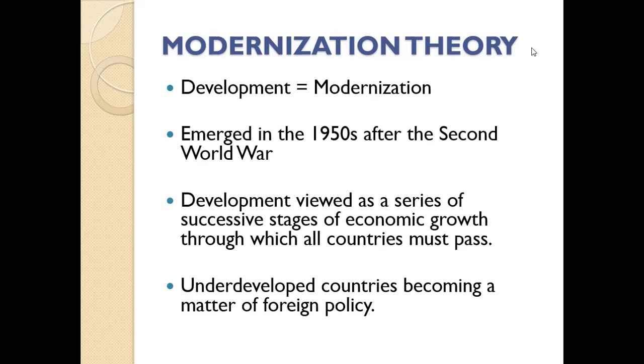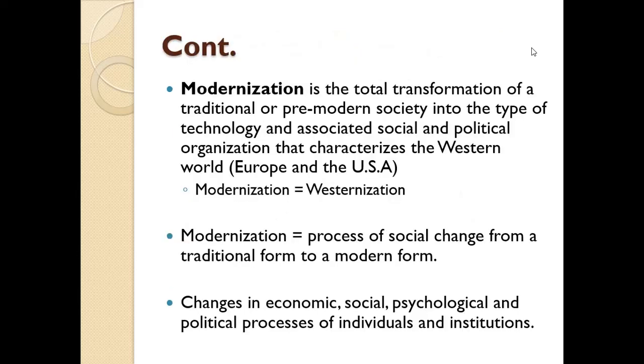That underdeveloped countries became a matter of foreign policy, whereby, as I just talked about previously, developed countries would come in to provide aid to help these developing countries go through these successive economic growth stages to develop. So modernization in this case was looked at as a total transformation of traditional or pre-modern society into a type of technology, and as technology and social and political organization or institutions developed within these societies, they must relate to what the Western world, in other words Europe and the US, had gone through, and that is why in some cases modernization is equated to westernization.